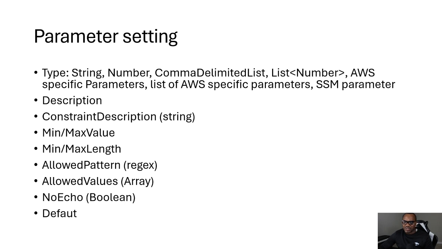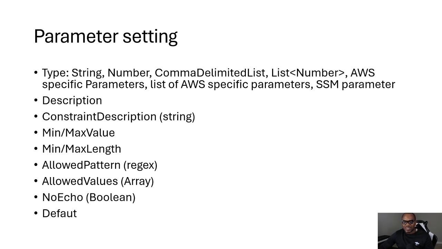And these parameter settings can include type, which can be string, number, comma delimited list. It can be a list of numbers. It can be AWS specific parameters, maybe a key name or subnet ID. It can be a list of AWS specific parameters. It can be an SSM parameter. And for parameters, we have description.